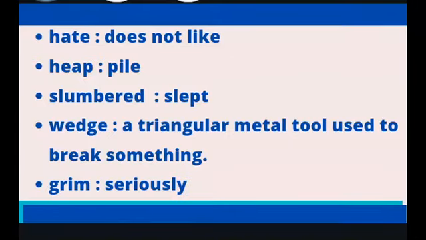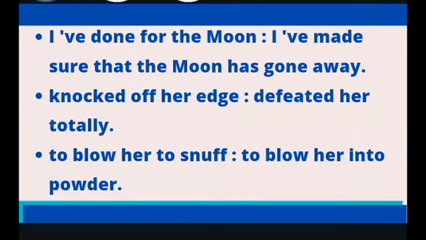Hate means does not like. Heap is pile. Heap of clouds means pile of clouds. Slumbered means slept. Wedge is a triangle metal used to break something. Grim means serious.